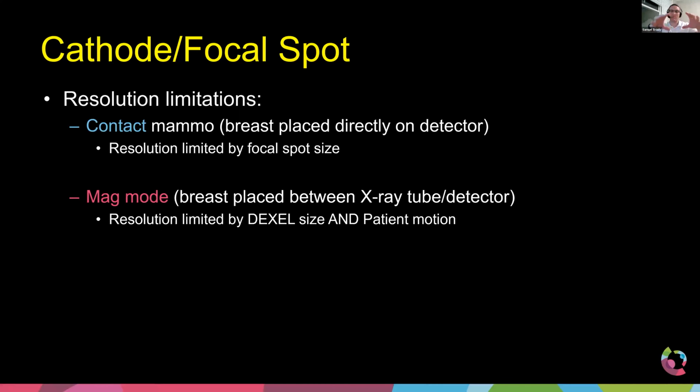Now you bring the breast up in a mag mode, because remember, you get magnification. The farther away from the detector you get, the bigger the object appears in the image. So as you put the breast higher, you're geometrically magnifying the image. Now the resolution limitation is not the focal spot anymore, it's the detector. So this is where you need a really good, high quality detector, with really finely spaced dexels or DELs, the digital pixel values.